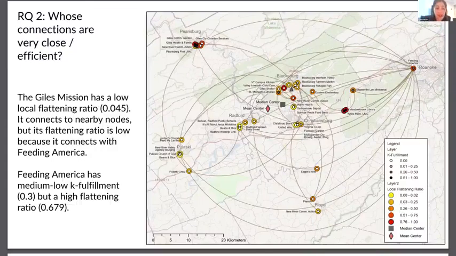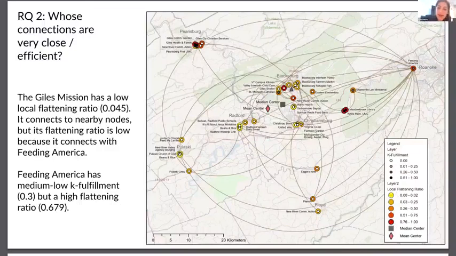Feeding America out here has a medium-low K fulfillment, but a high network flattening ratio. That's really important because for an organization that has so many different connections and is so well connected, being out here, you're kind of asking, well, that doesn't seem very efficient. They do tend to connect to a lot of their nearest ties, the ties that are most easily reached by road distance, but those ties are still quite far away. So even though it looks like most of their ties are far, it's still relatively efficient.